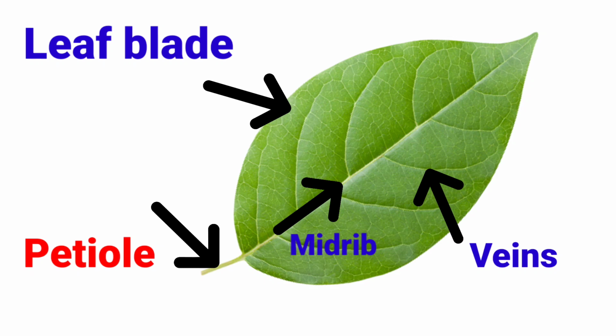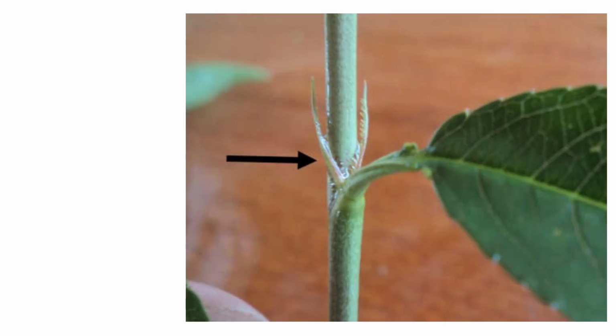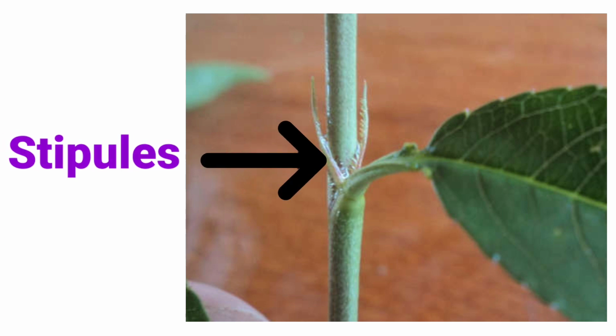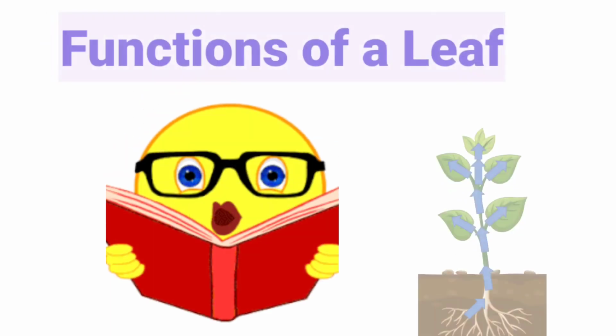parts of the plant. Some plants also contain another part called stipules. These are small flap-like structures that grow at the base of the petioles. They are protective in some plants, as they protect the growing petiole, while in others, they fall off once the petiole starts growing. Next we see the most important part, functions of a leaf.